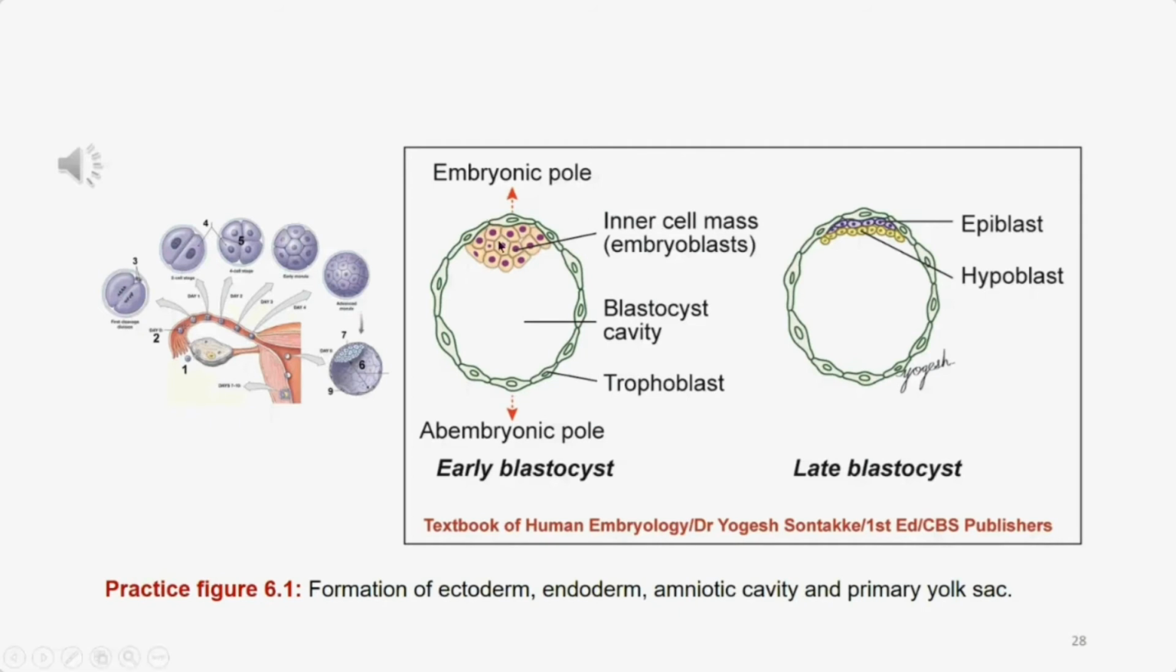Now what happens to the inner cell mass? The cells of the inner cell mass lying towards the blastocystic cavity are arranged in a single layer and become flat. So the cells towards the blastocystic cavity become flat and arranged in a single layer, and it becomes the endoderm, or it is also known as the hypoblast.